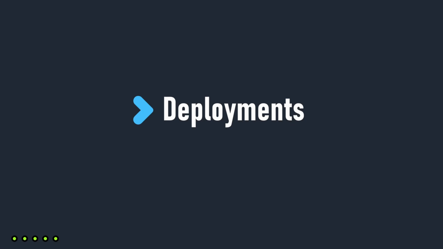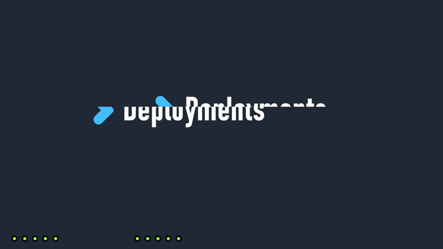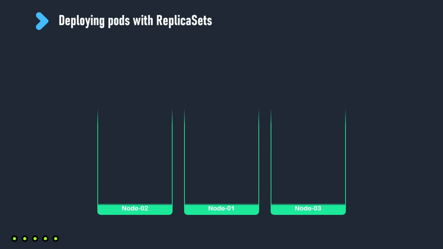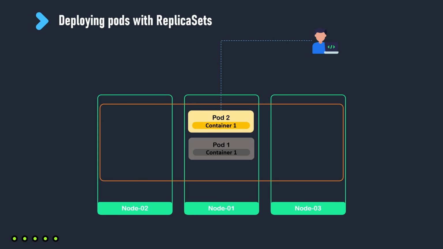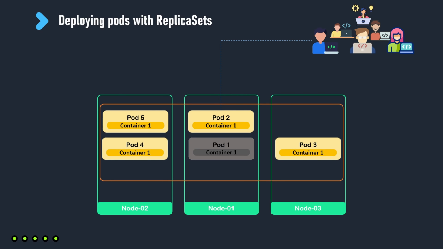In this lecture, we will discuss what deployments are and why we need them in Kubernetes. When we deploy our application with a replica set, we make sure that it will always be available, because if the pod fails for any reason, the replica set will recreate the pod. The replica set also offers the capability to scale up or down based on the traffic coming to our application.